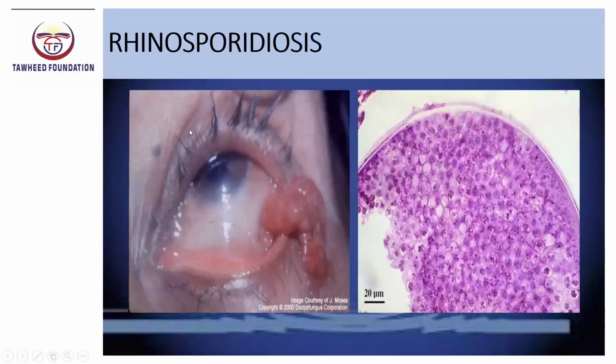Rhinosporidiosis. Rhinosporidiosis is a mucocutaneous fungal infection. Sites are nasal, oral, and conjunctiva, that is the eye. Lesions: polyps, papillomas, and wart-like lesions can be seen. It is more seen in communities near swamps. Its etiology is Rhinosporidium seeberi. It is an obligate parasitic fungal infection.